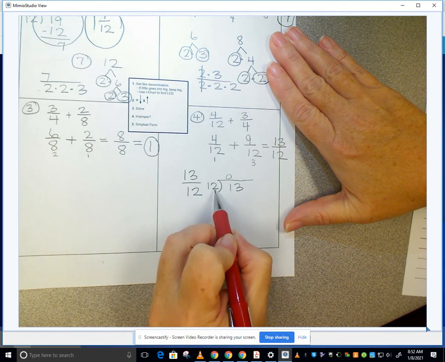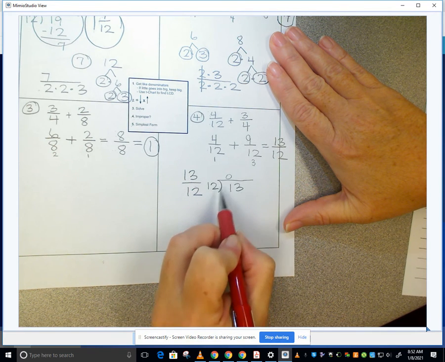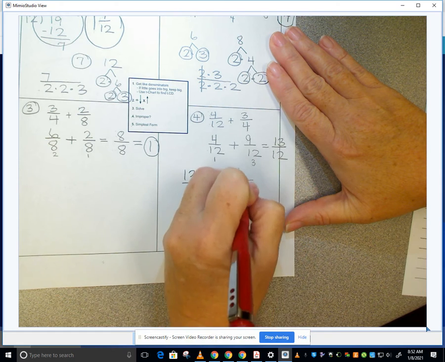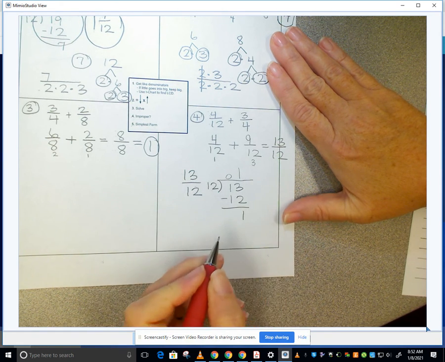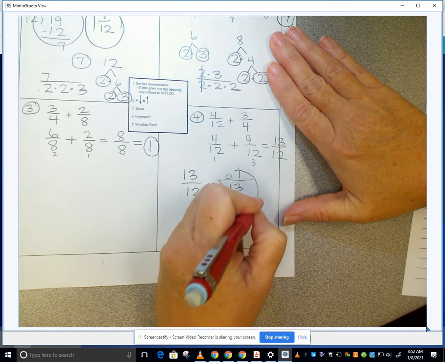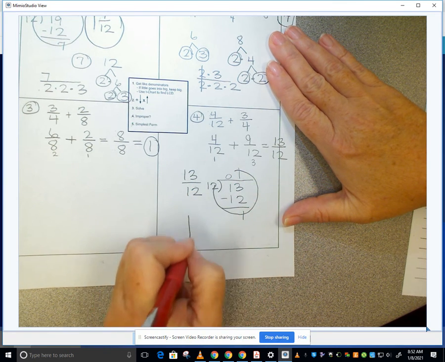Okay, we're going to divide this. 12 will go into 1. It won't, so I put a 0. 12 into 13, 1 time. 1 times 12 is 12. Subtract, 1. We're going to stop, and what I call rock around the clock. 1 and 1/12.